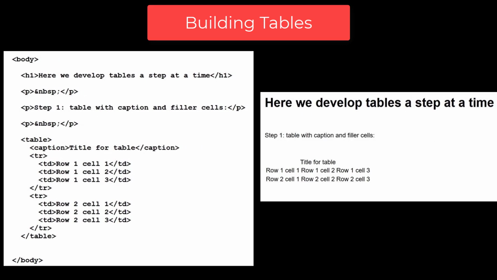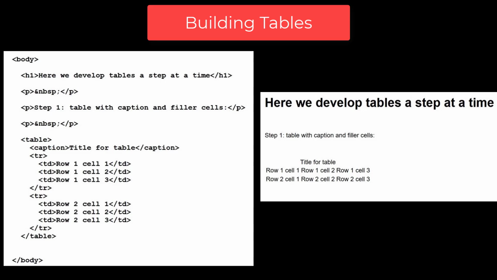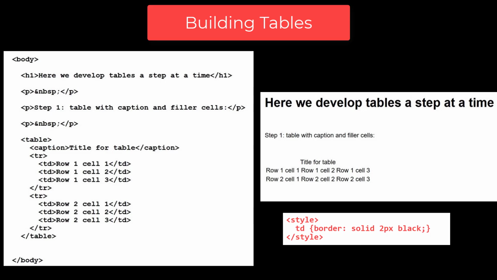Well, it's not very readable. We need to provide some separation between cells. This cries out for some style settings. We can provide separation by specifying margin, padding, or border. Let's try border. Note, rows and columns, row groups and column groups cannot have borders. You specify border styles at the TH and/or TD level. Our first try at using border is to add a style element with a simple border property for TD elements, like this. So TD border: solid 2-pixel black, and it displays this way.